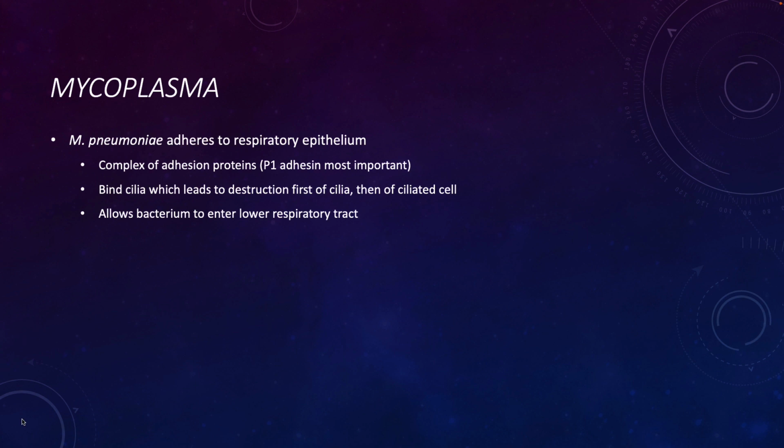It specifically likes to bind to the cilia, and remember, we've talked about how important that mucociliary escalator is. And that binding of the cell to the cilia leads to destruction of the cilia and eventual death of the ciliated cell. And that basically shuts down that mucociliary escalator and allows the bacterium to enter the lower respiratory tract.